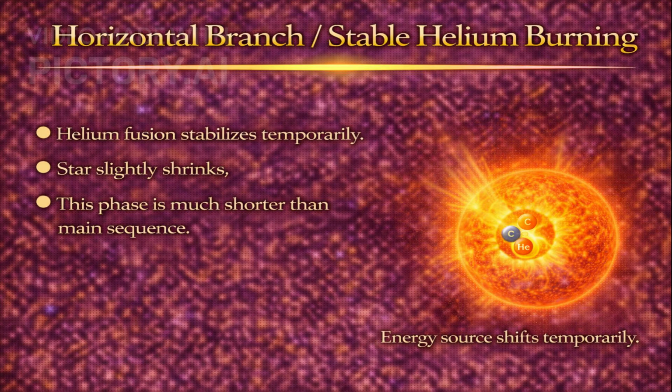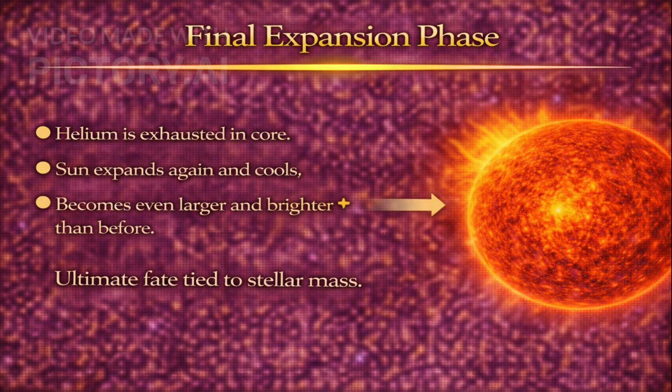In the horizontal branch phase, helium fusion stabilizes temporarily, causing the star to slightly shrink. This phase is much shorter than the main sequence. As helium is exhausted, the Sun expands again and cools, becoming larger and brighter than before. Its ultimate fate is tied to its stellar mass.